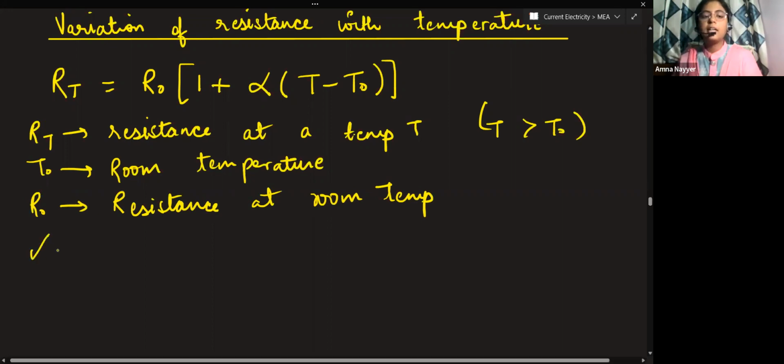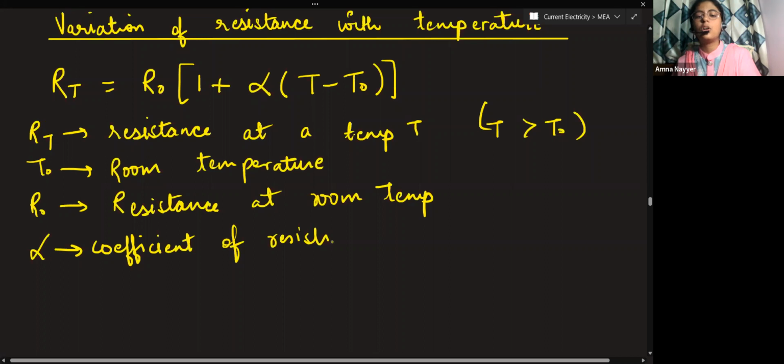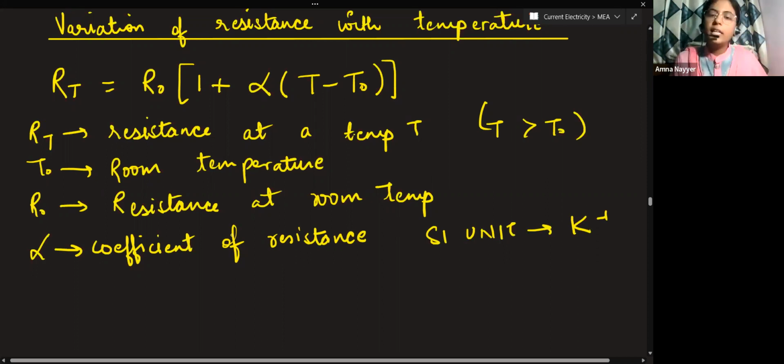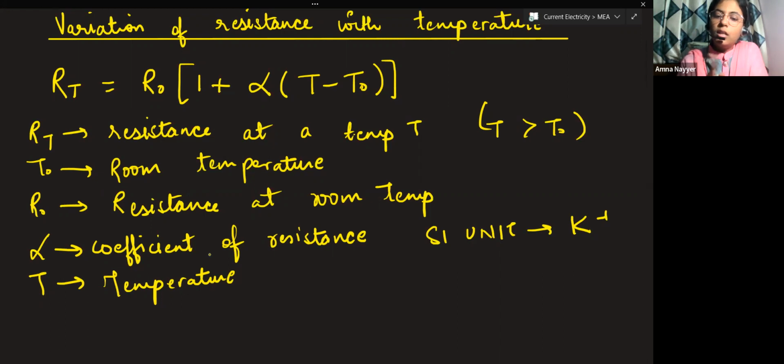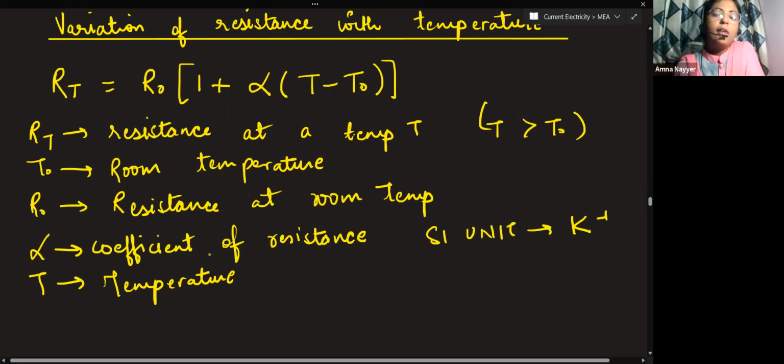Then this alpha is called the coefficient of resistance, and its SI unit is Kelvin inverse. So this is your final formula. T is a different temperature that is given. For temperature T, you have RT. For temperature T naught, meaning the room temperature, you have R naught as the resistance. So this is the direct formula which you have to remember.